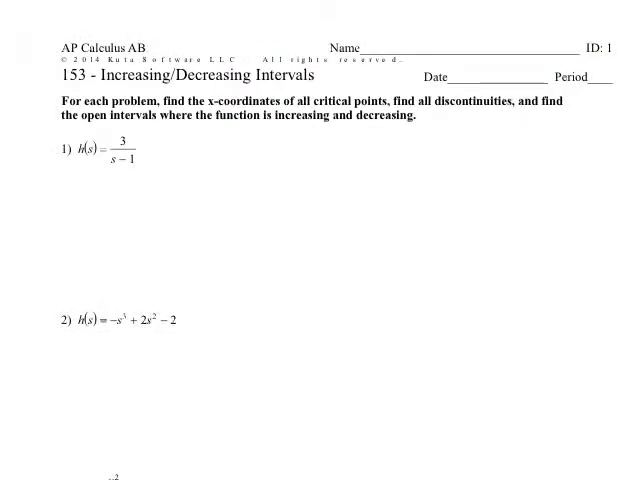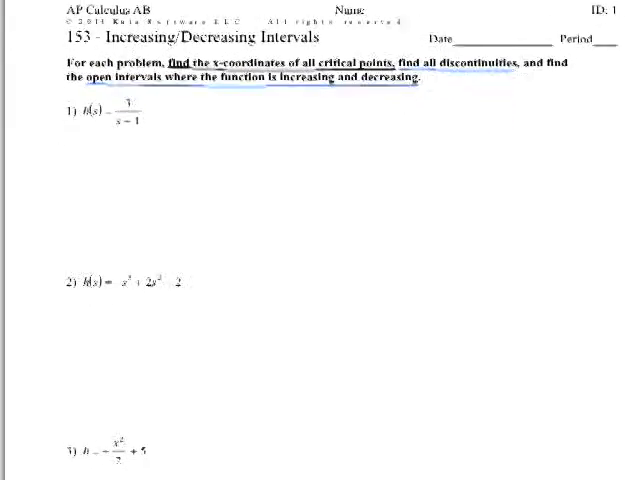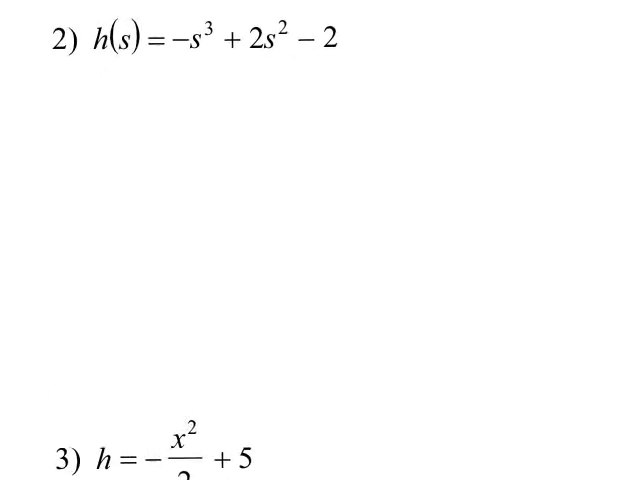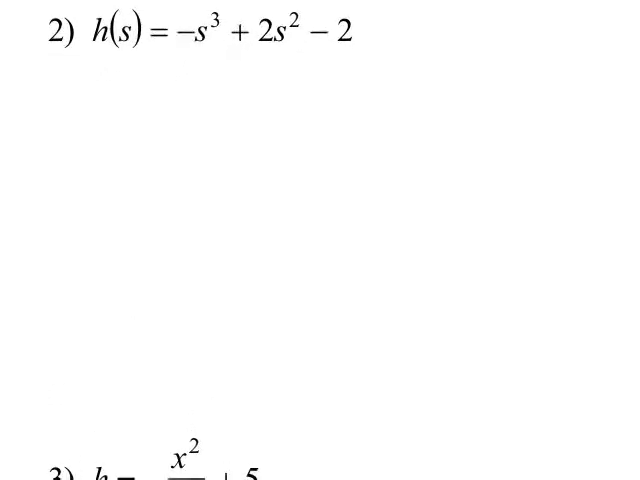The instructions say find the x-coordinates of all critical points, find all the discontinuities, and then find the intervals where the function is increasing and decreasing. So this is going to kind of walk us right through the process. Let's start with problem number 2. So fortunately, problem number 2 is a polynomial, so we know right off the bat that it's continuous everywhere. So let's find our critical points.